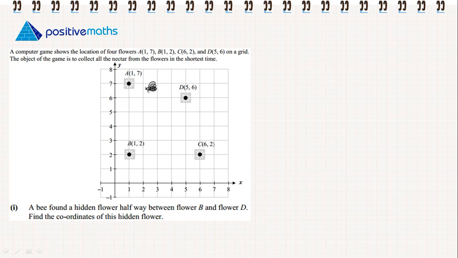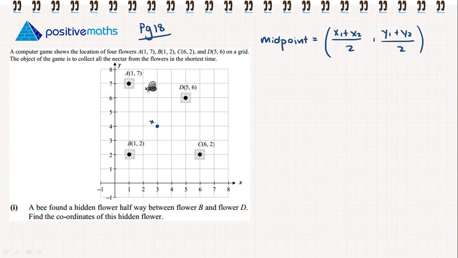So if we look at our points B and D, we'll estimate for now that the midpoint is going to be located about here. I'm going to call the midpoint for now x. To find it using our coordinates, we need a formula, and we're going to find this on page 18 of our formula and logbook. So the midpoint is equal to the sum of the x values divided by 2 and the sum of the y values divided by 2.